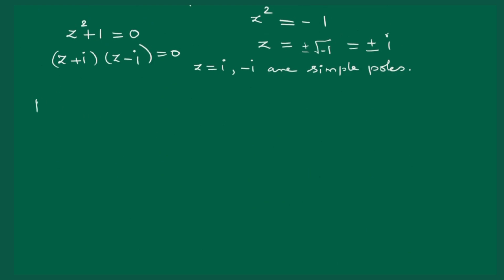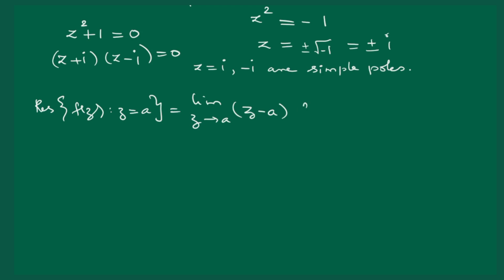So what is the formula to calculate the residue for the function having a simple pole? Here, let us take the pole as a, suppose. Then the formula is limit z tends to a, (z minus a) into f of z. Okay, so this is the formula to calculate the residue at a simple pole.